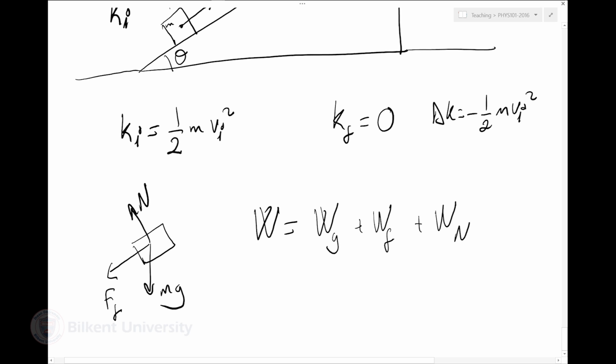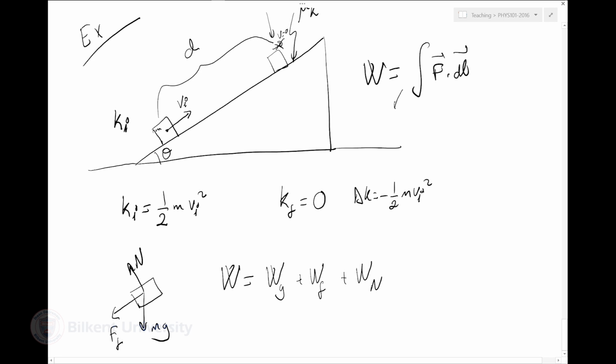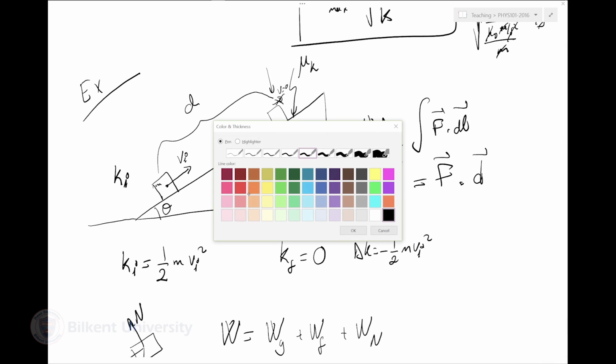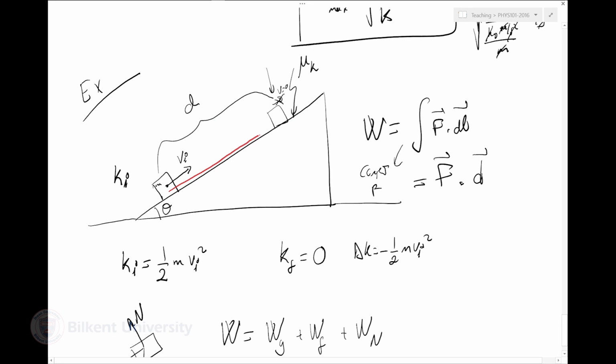Now, what was the definition of work? Our more general definition was the integral of F dot dl. If I have a constant force, F is a constant, I can take F outside the integral. So for constant F, this turns into F dot d, right? So what's the displacement vector throughout this motion? Here is my displacement vector d.